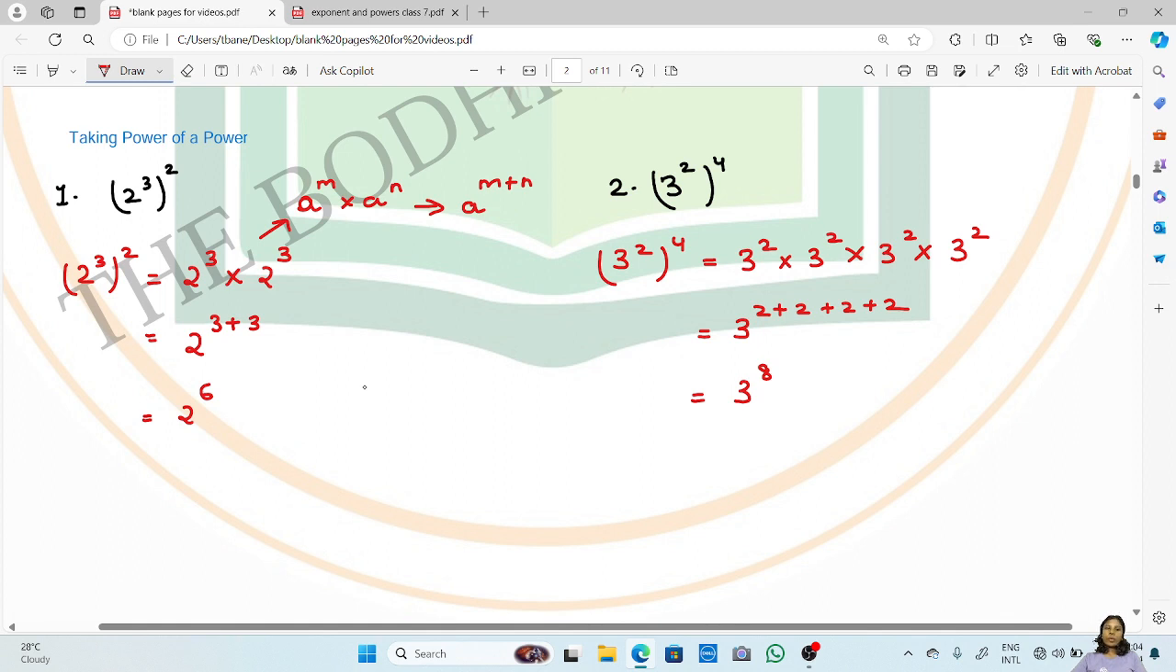Okay. Or what we can remember here is that you can see these two powers which are there, you can directly multiply them. When you multiply these two powers, 4 2s are 8. So you know that it is going to be 3 raised to 8. And here also, on multiplying these two, we will get 2 raised to 6. So that is another way of doing this, taking power of a power.